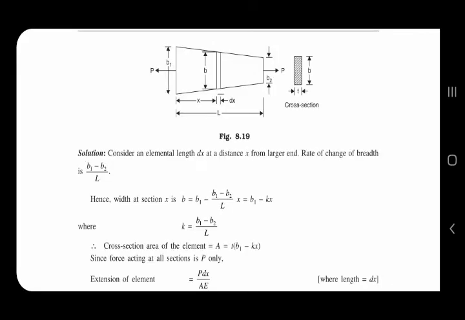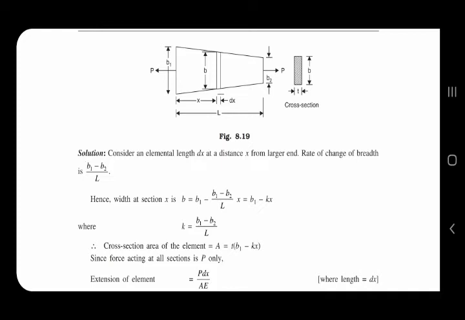Now if we consider, instead of a bar, a plate having a thickness T which is tapering from B1 at the big end to B2 at the small end, and let L be the length as shown in the figure, then we can determine the expression for the change in length of the tapered plate when subjected to an axial force, in a similar way to how we solved the case of a bar.